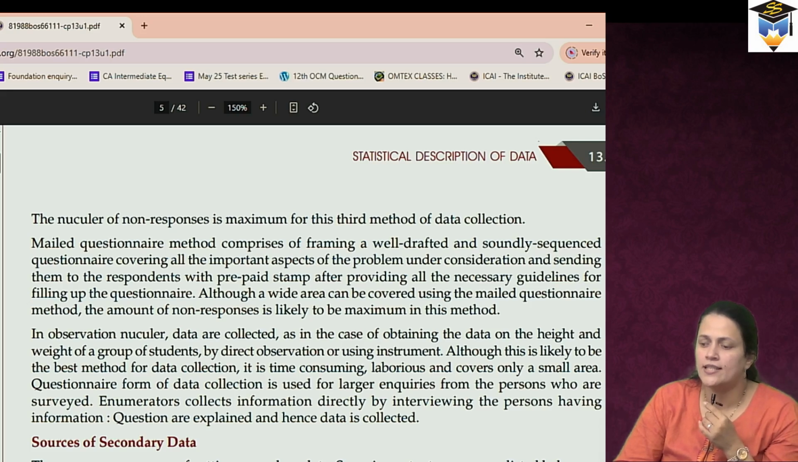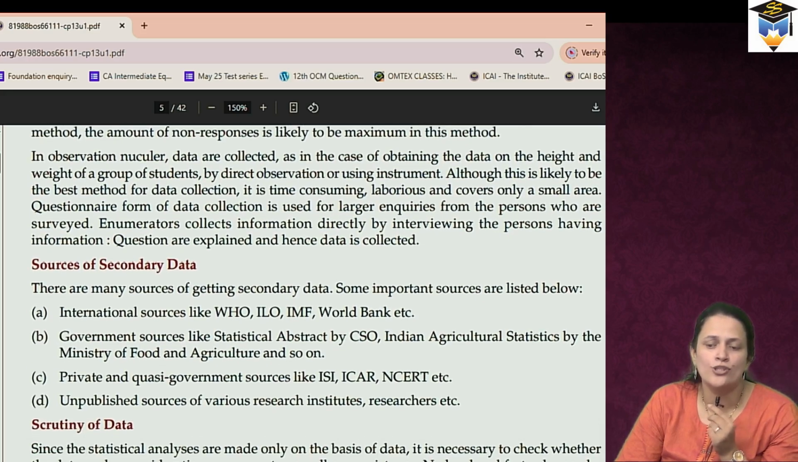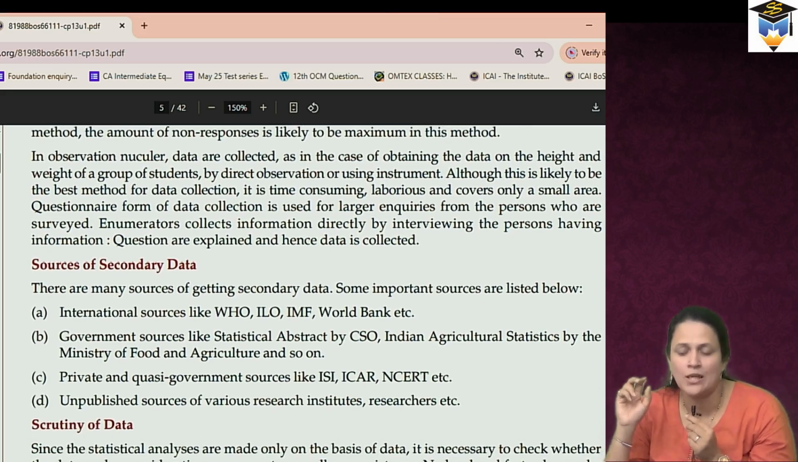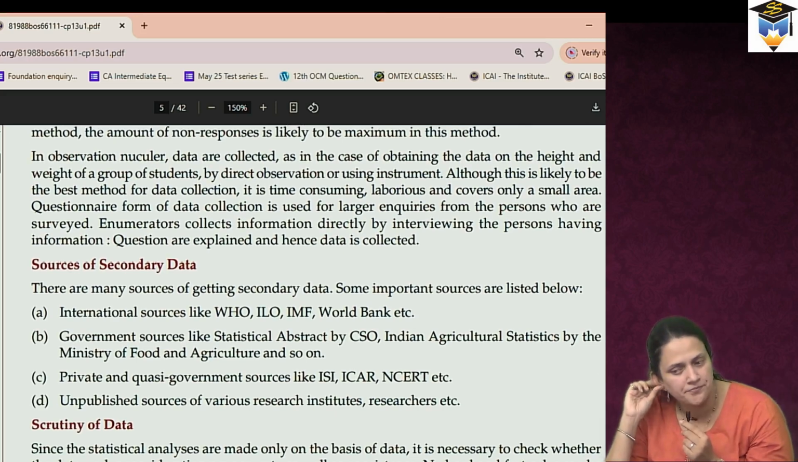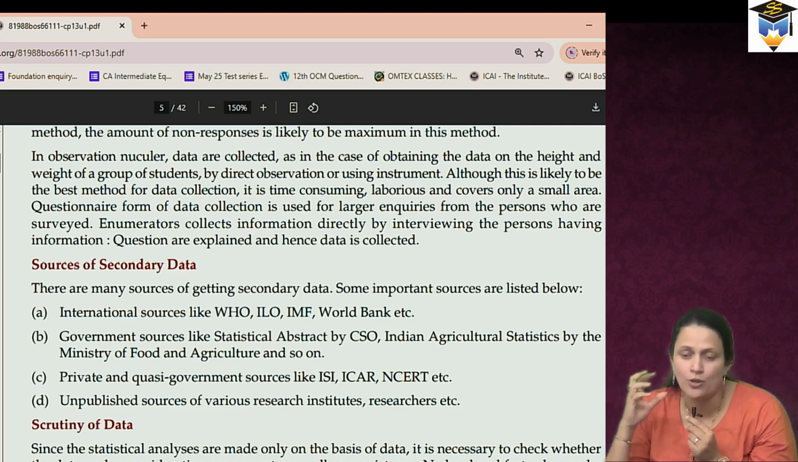Now let us consider, any doubts till here, anyone? Have you understood all the things? Now the next part is sources of secondary data. Now what is secondary data? So they have given here, there are many sources of getting secondary data. What are the sources? International sources like WHO, IMF, World Bank.